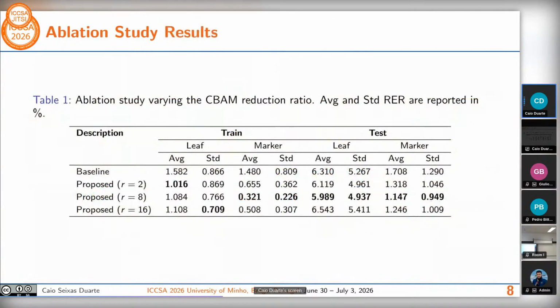We can observe that all the proposed configurations outperform the reference model during training. Among them, the architecture with a reduction rate of 8 achieved the best balance between the mean and standard deviation of the error for both the leaf and marker on the test set. Although the reduction rate of 2 achieved the lowest mean error during training for the leaf, it did not provide the best performance during testing. Therefore, we adopted the reduction rate of 8 for the following experiments.